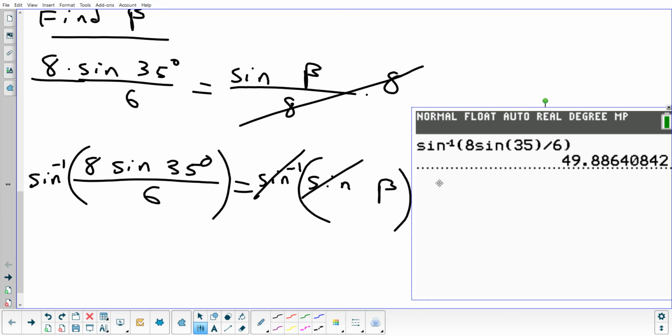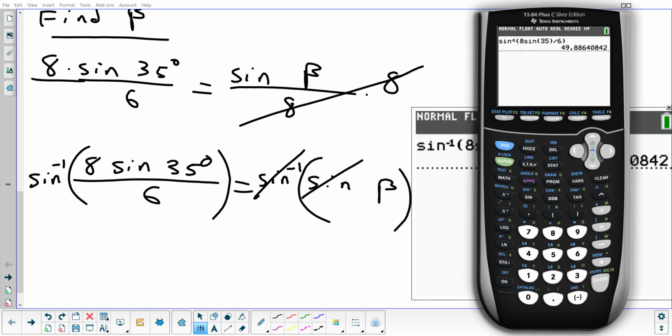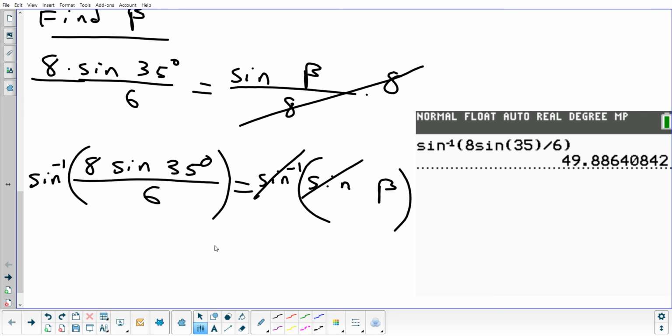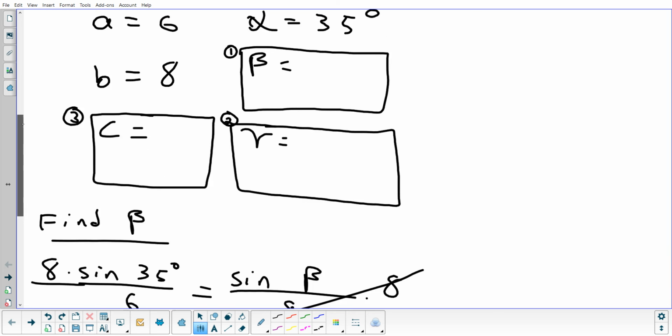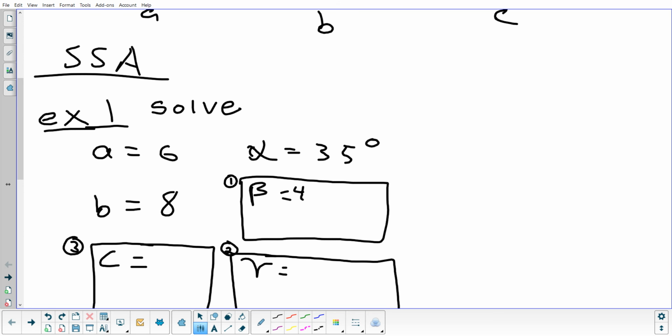So, this is not a no solution problem. If it was a no solution, we would have put the whole calculation in and we would have gotten an error. I didn't get an error here, so that means this works. So we need to write it down. 49.886. Any questions on how I just got that?